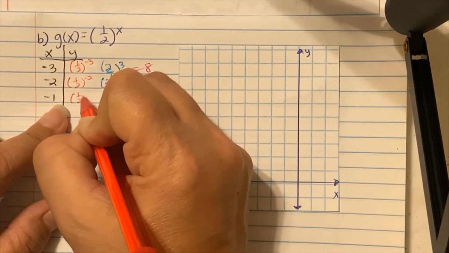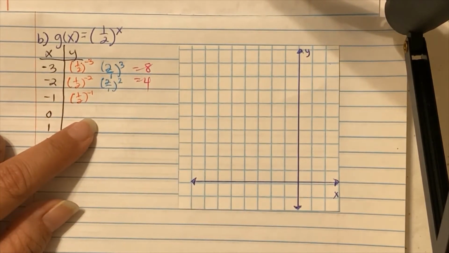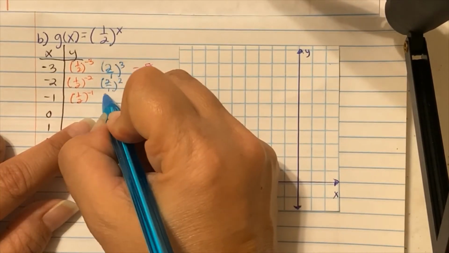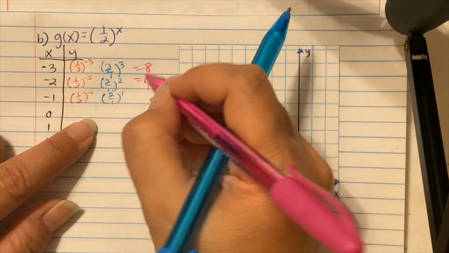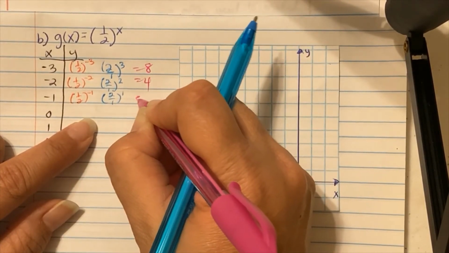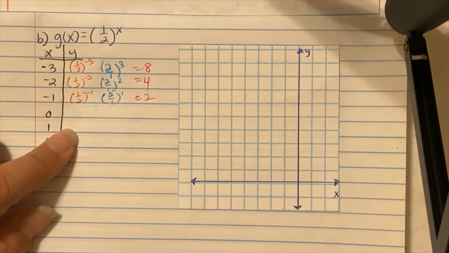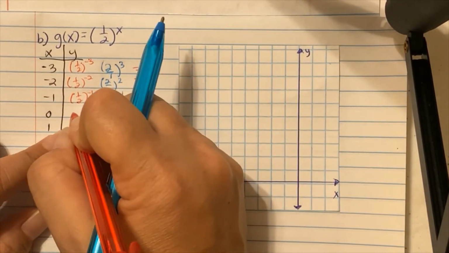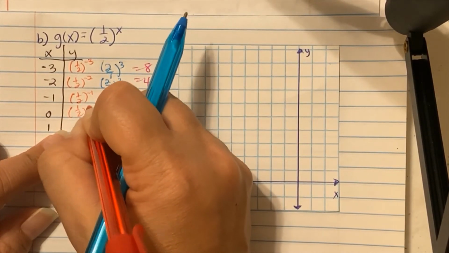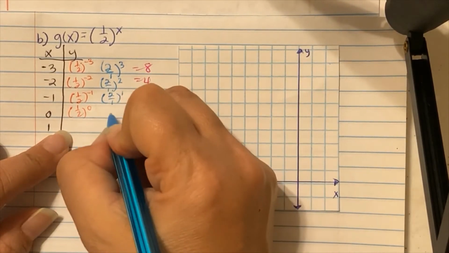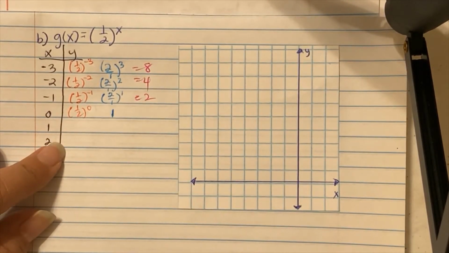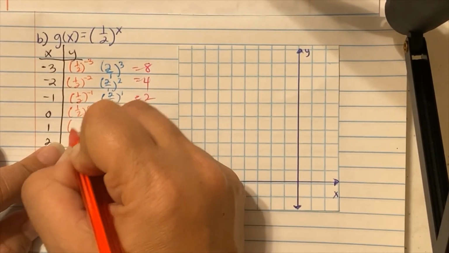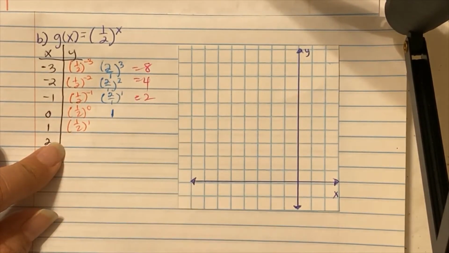1/2 to the -1 power. We're flipping it, so it's 2 over 1. Now it's positive 1. Well, 2 to the 1st is still a 2. 1/2 to the 0 power. Remember, anything to the 0 power is a 1. Here we have 1/2 to the 1 power. We have a 1/2.